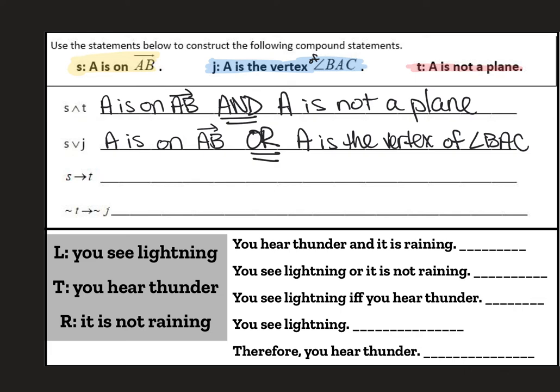Next one, we have our arrow. Remember, our arrow is just our conditional if then. So if A is on ray AB, then, so if then, that's my symbol. Statement T. A is not a plane.